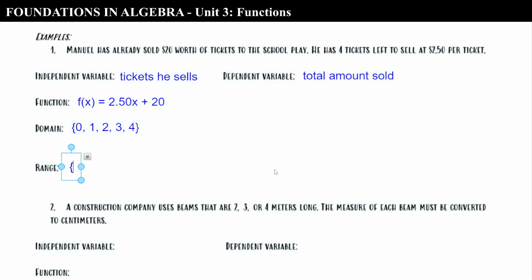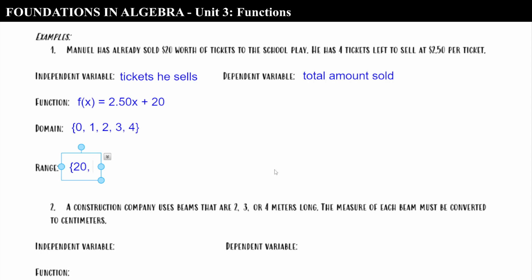Now to find the range, or our output, we're going to plug each of these x values into that function and find out what our outcome is. So if he sells 0 more tickets, $2.50 times x gives us 0. 0 plus 20 gives us 20. So he could sell $20 worth of tickets in the end if he doesn't sell any more.